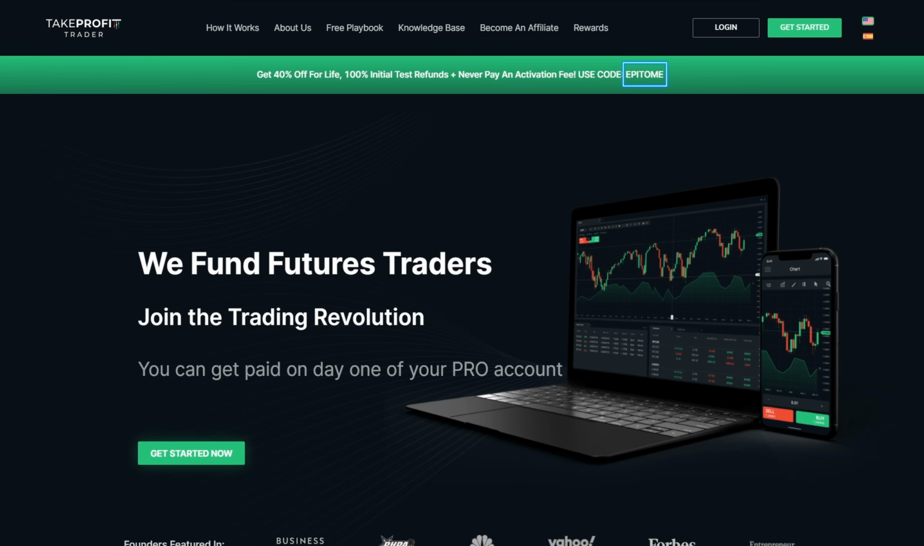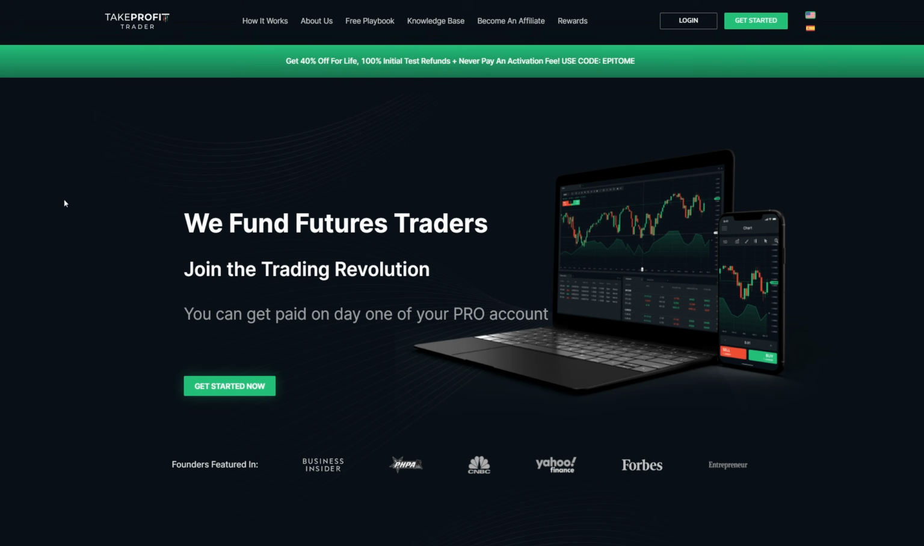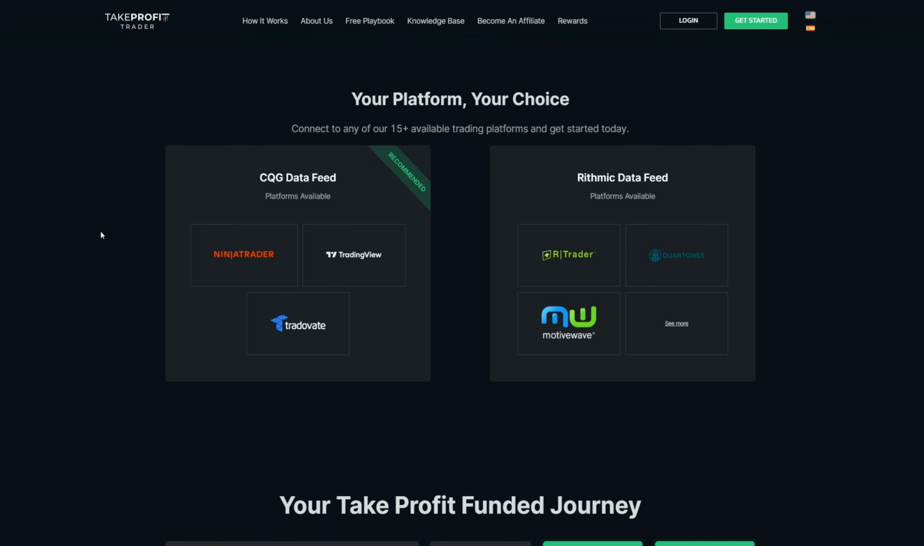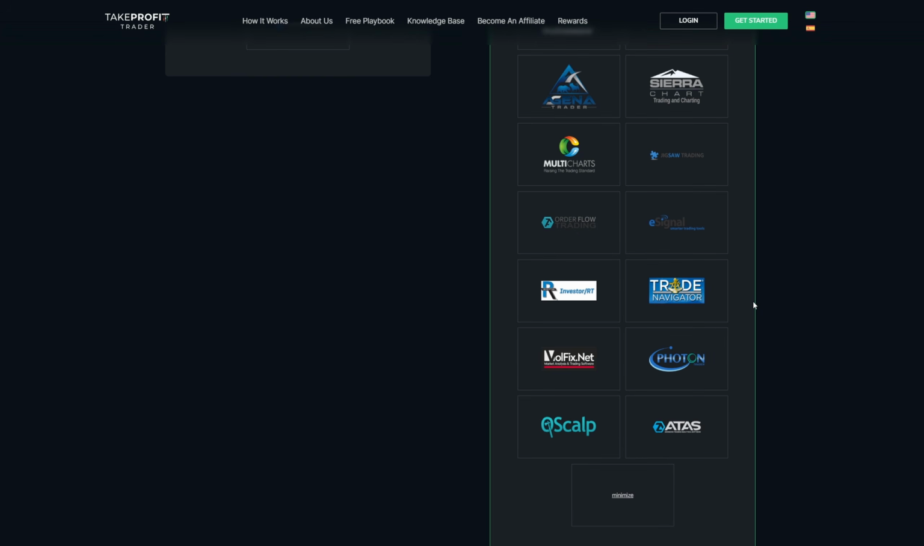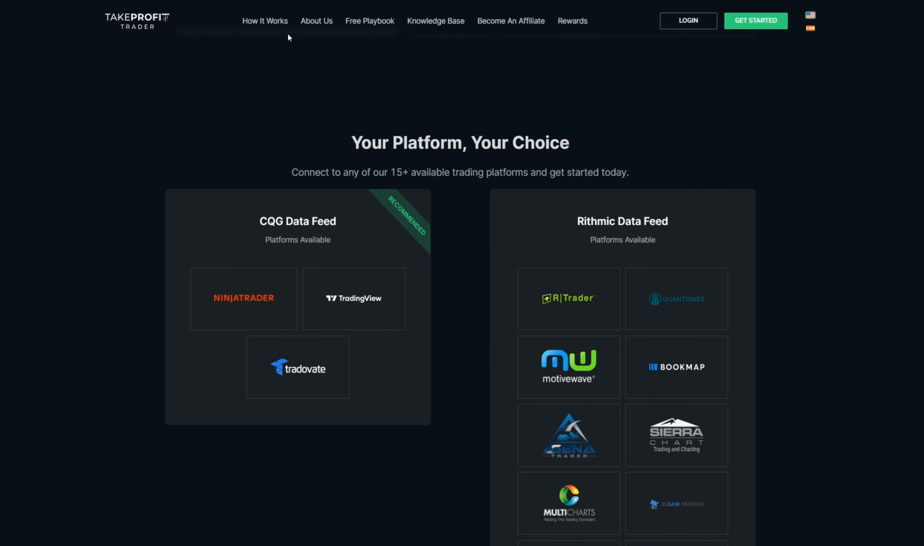Today, we're going to talk about the pros and cons of Take Profit Trader. So let's talk about pro number one. If we scroll on down right here, let's take a look at the platforms. For CQG data, we can use NinjaTrader, TradingView, or Tradovate. If you use the Rhythmic connection right down here, you can see there's a lot of options: RTrader, Quant Tower, Motivewave, Bookmap, Sierra Charts, and a whole lot more. So there's a lot of platforms we can choose from.